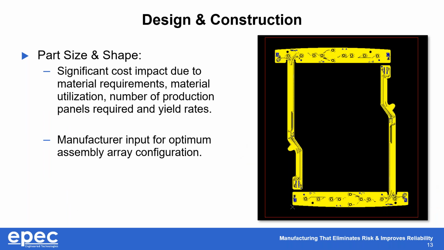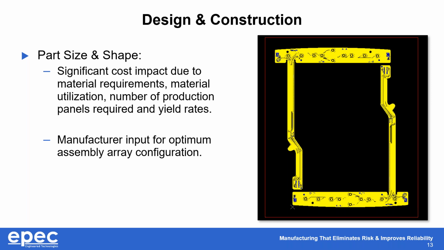Another key element is the size and shape of the part. And this element here has significant impacts on the cost of the design. It impacts the material requirements, the material utilization that we can achieve from our production panel. That in turn will dictate the number of production panels required to meet the customer's order quantity.